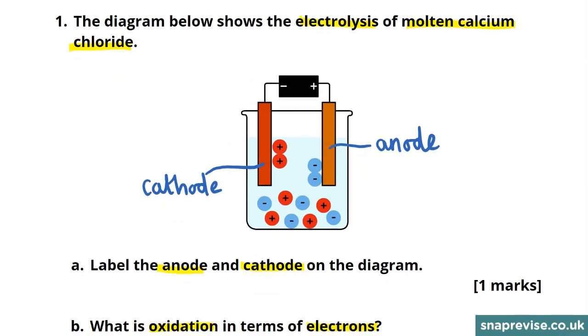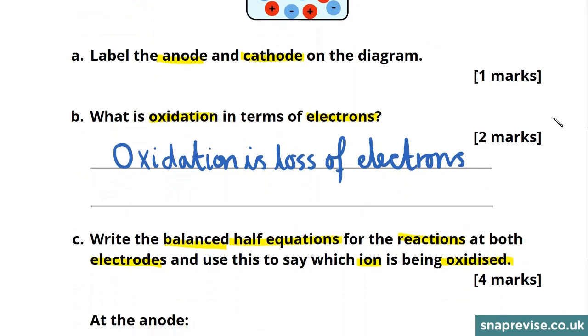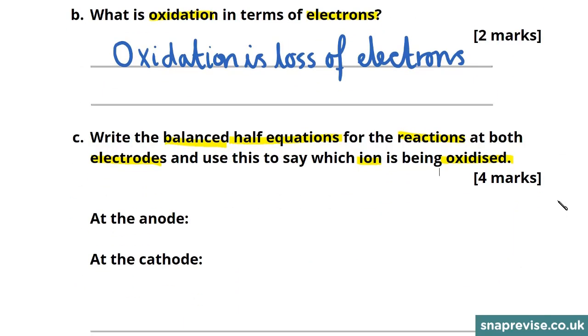In the start of the question, we were told that the diagram shows the electrolysis of molten calcium chloride. So to start with, we need to identify which ions will be present within molten calcium chloride. Calcium is a group 2 metal, and therefore loses 2 electrons in its compounds in order to form a Ca2+ cation. Calcium chloride also contains the Cl- chloride anion.